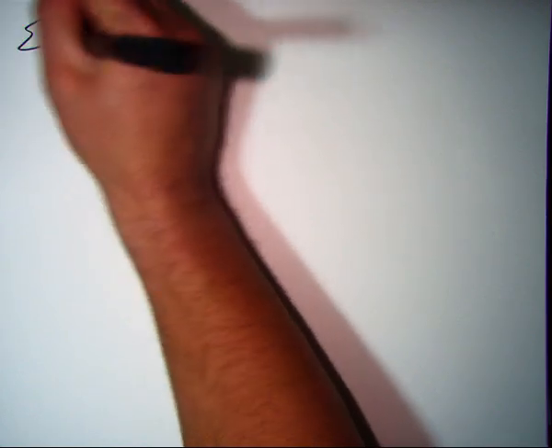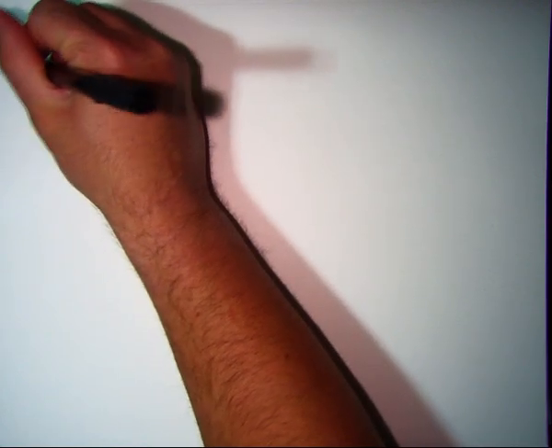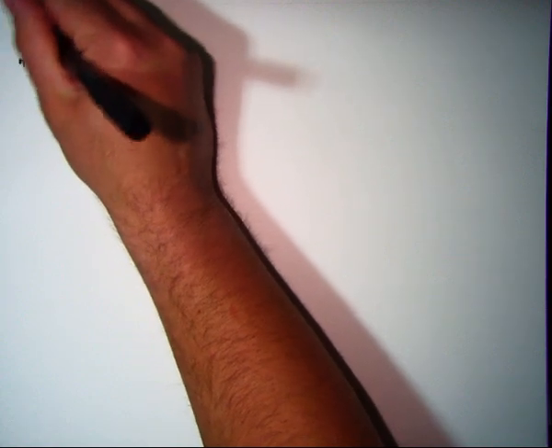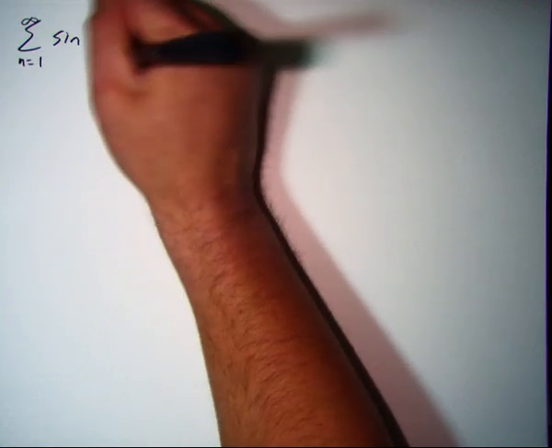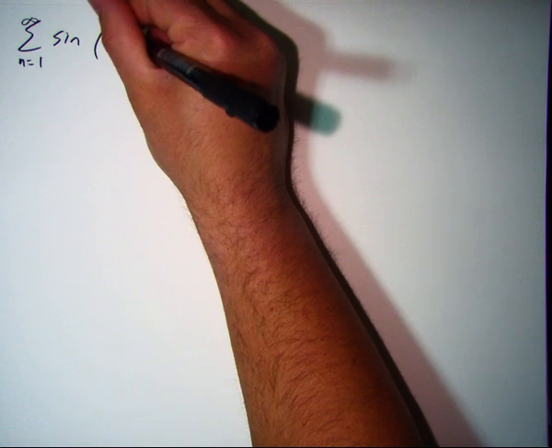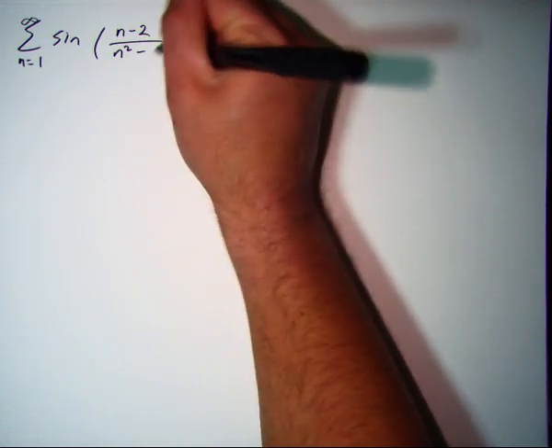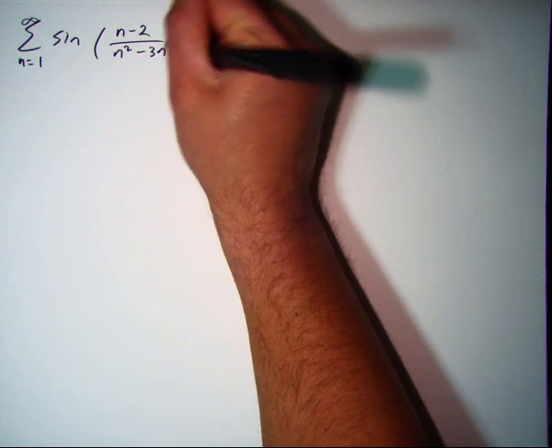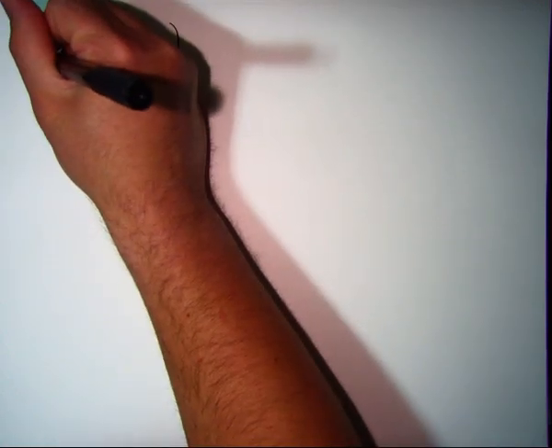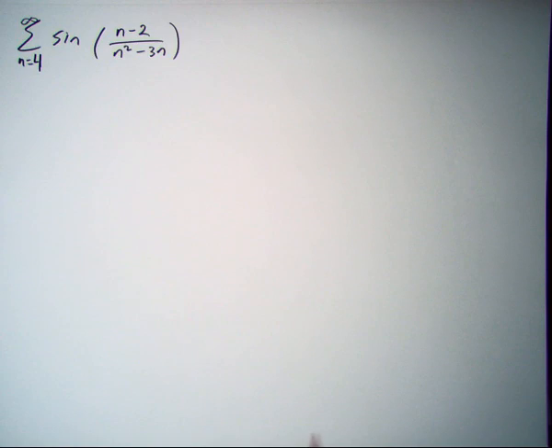The original title of the video that came before this referred to the limit comparison being never ugly. But then I thought of this wonderful example. Let's take the sum as n goes from 1 to infinity of sine of, what shall we take? How about (n - 2)/(n² - 3n). If I'm going to do that, I should probably start n at 4 rather than at 1. That way I avoid division by 0 and everything is happy.